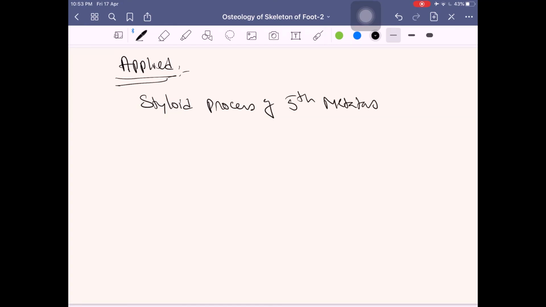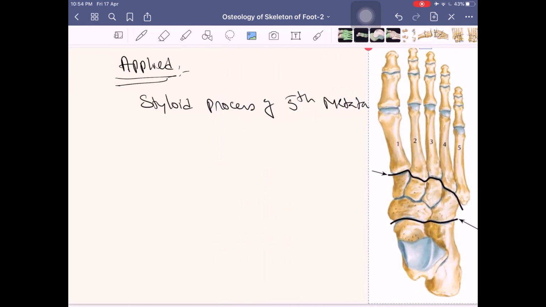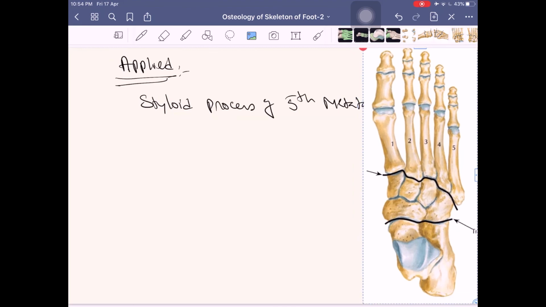Then coming to the applied aspect. On these metatarsal bones, especially the styloid process of the fifth metatarsal bone, it is commonly involved in fractures because it is a projection. It is involved in fractures. So this portion.